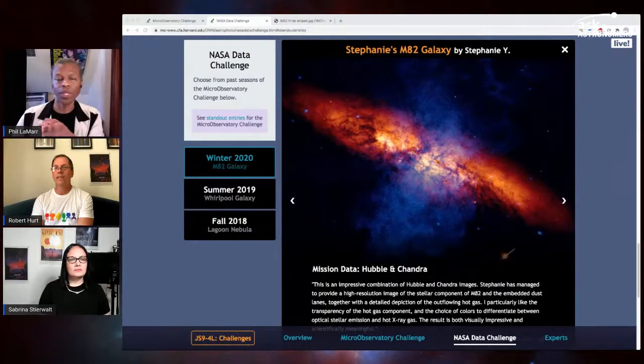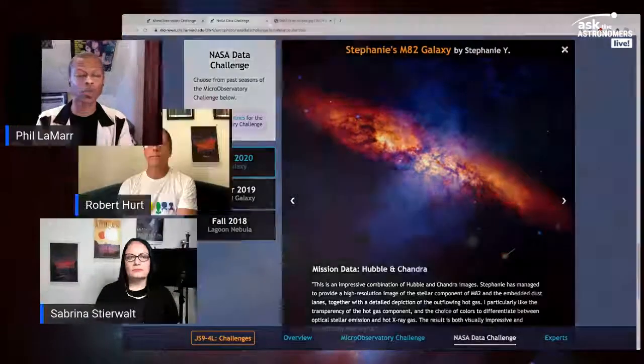And these images that you're seeing here were made by not professional astronomers, but by viewers like you using real data from NASA space observatories and the Harvard-Smithsonian MicroObservatory Telescope Network. So anybody who's watching who has questions about these images, about M82, or just questions for brilliant young astronomers Robert and Sabrina, throw your questions in the chat.